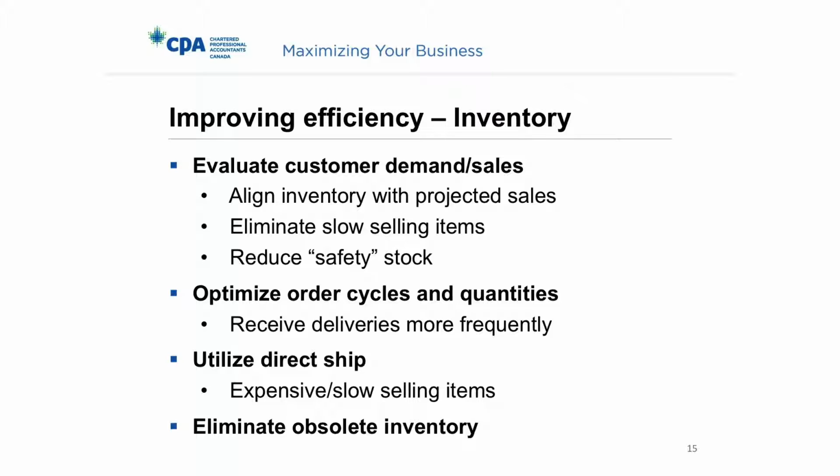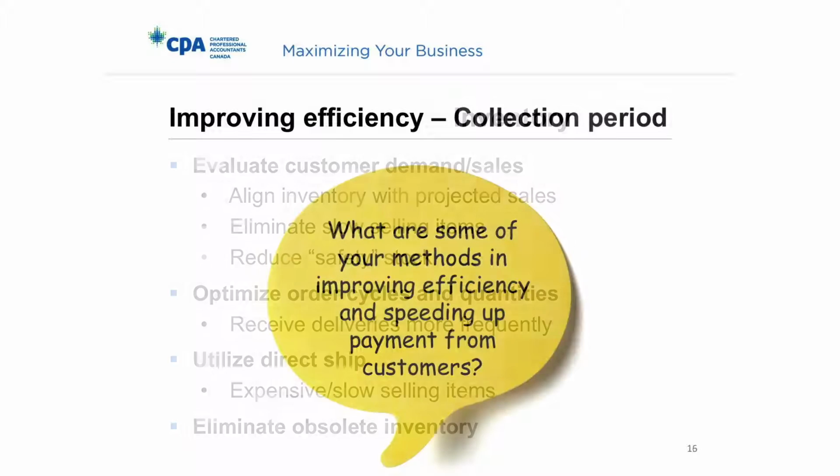Order cycles and order quantities can be optimized to either take advantage of beneficial pricing or to reduce the amount of inventory that's stocked. Expensive or slow-selling items can be direct shipped from the manufacturer to the customer, thereby removing the intermediary. And lastly, obsolete and slow-selling inventory can be eliminated entirely.